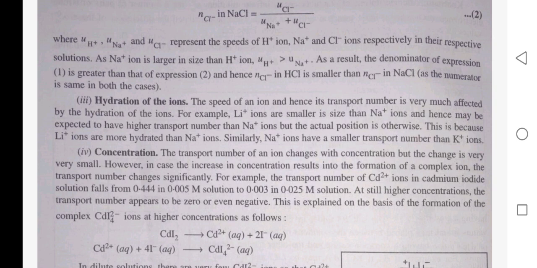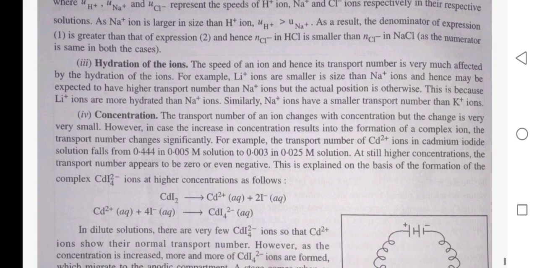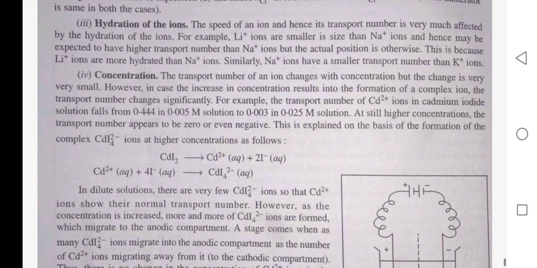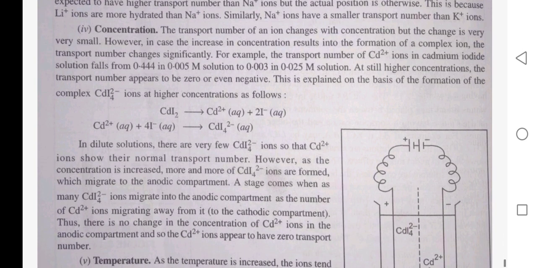Third, hydration of the ions. The speed of an ion and hence its transport number is very much affected by the hydration of the ions. For example, lithium positive ions are smaller in size than Na positive ions and hence may be expected to have higher transport number than Na positive ions, but the actual position is otherwise. This is because lithium positive ions are more hydrated than sodium positive ions. Similarly, sodium positive ions have a smaller transport number than potassium positive ions.